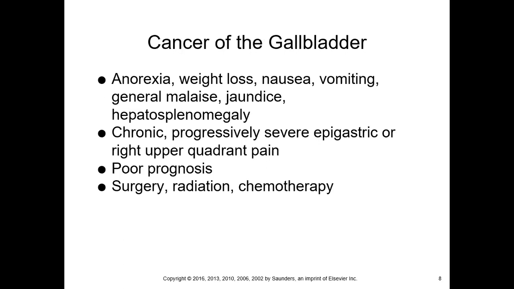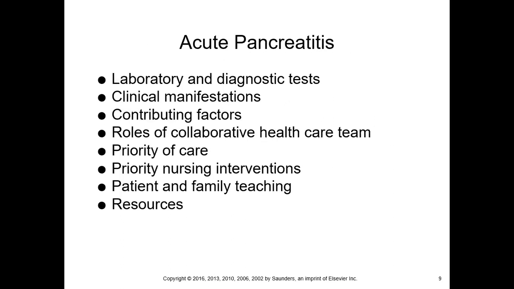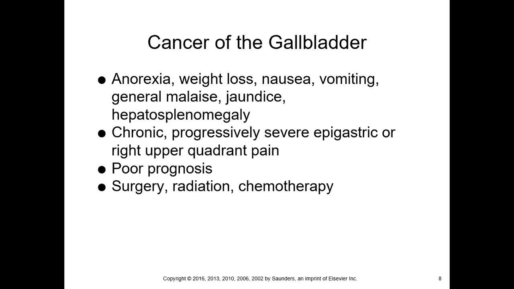Cancer of the gallbladder. I don't know why they say poor prognosis, probably because there are so many other organs nearby. These are severe gastric right upper quadrant pain. If it's caught early enough, I'd say. So that's a quick summary of the gallbladder.